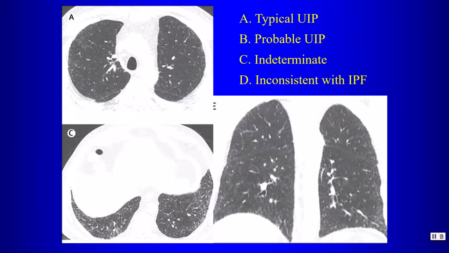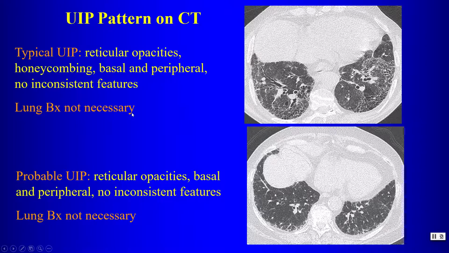So in this particular example, we have reticular abnormalities predominantly in the peripheral and subpleural regions. There is some traction bronchiectasis, but there is no honeycombing. I will tell you now that this particular pattern is associated with a probable UIP pattern, and that does have significance in the way the patient will be managed. So this is something that we will be discussing next.